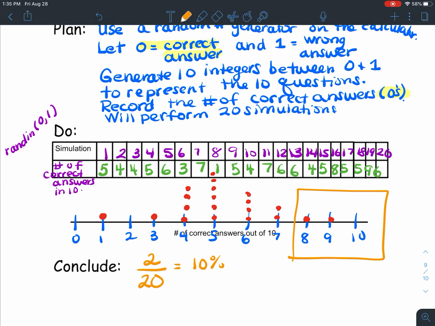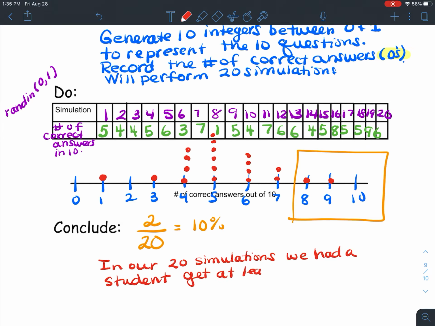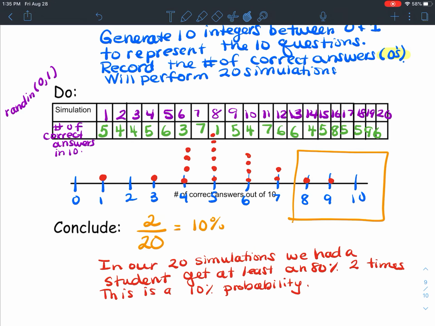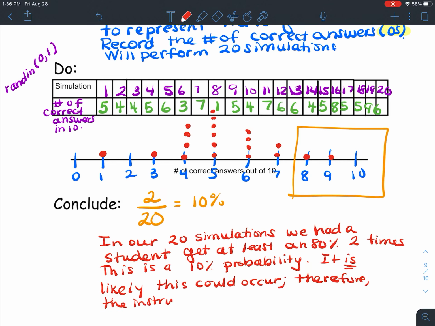We did this simulation 20 times, and only 2 of those 20 times were we really getting an 80% or more. So we want to spell this out. We just don't want to write 20% there. We want to say in our 20 simulations, see how I'm using context here, we had a student get at least an 80% 2 times. This is a 10% probability. Remember that benchmark of 5% here. So because it's bigger than 5%, I'm going to say it actually is likely that this could occur.